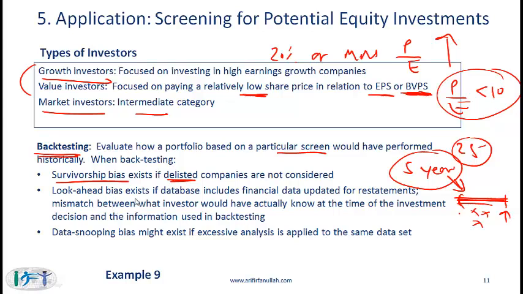Look ahead bias exists if the database of companies that we are considering includes financial data updated for restatements. This means that there would be a mismatch between what the investor would have actually known at the time of the investment decision and the information which is being used as part of the backtesting experiment. And finally, data snooping bias might exist if excessive analysis is applied to the same data set. I'll not get into more detail here because we will see this later. If you have time, cover example 9 that deals with the topics that we have discussed over here.